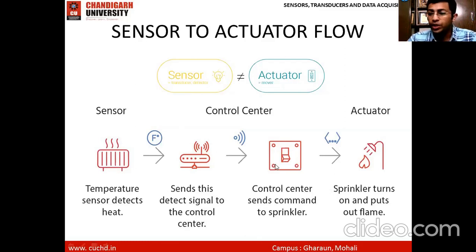That will be your actuator. It will consist of motors, moving parts that will take the action depending upon the feedback they have received from the sensors. So the control center here will send the command to the sprinkler. The motor will turn on the sprinkler, or the valve will open, and it will put out the flame by pouring out the water. So this is the flow.